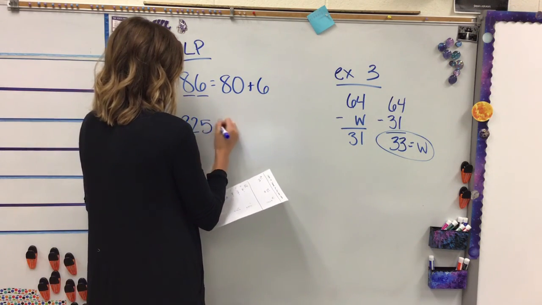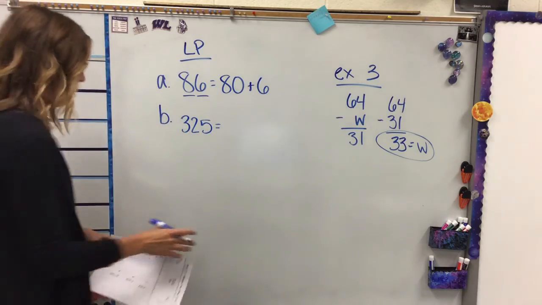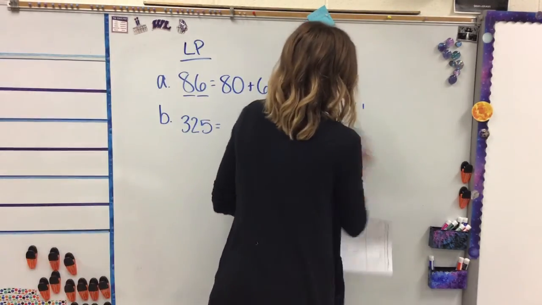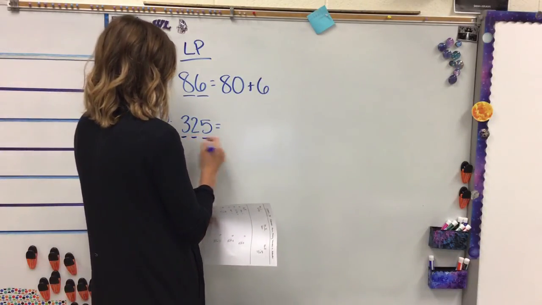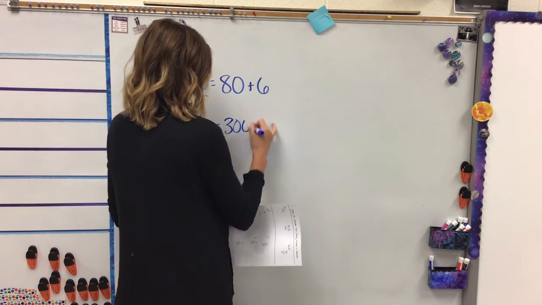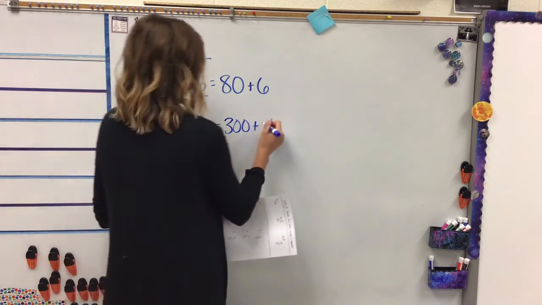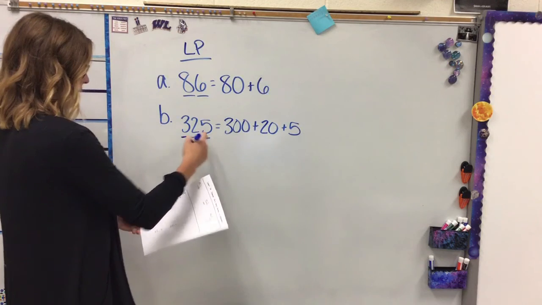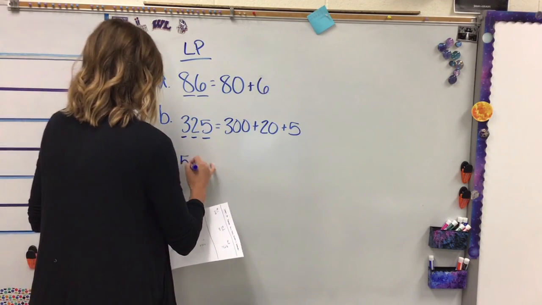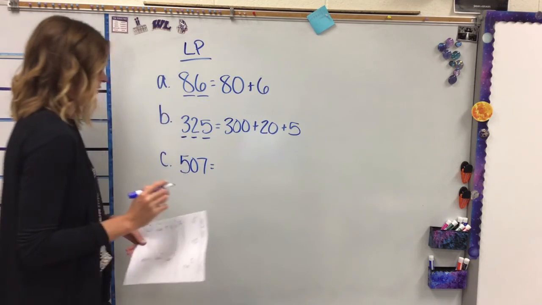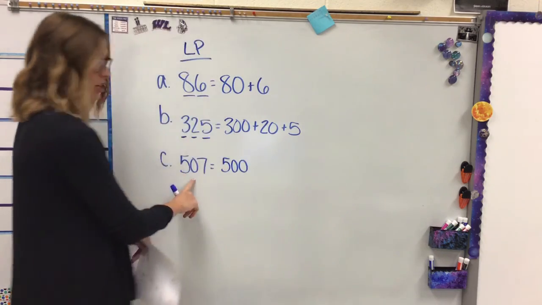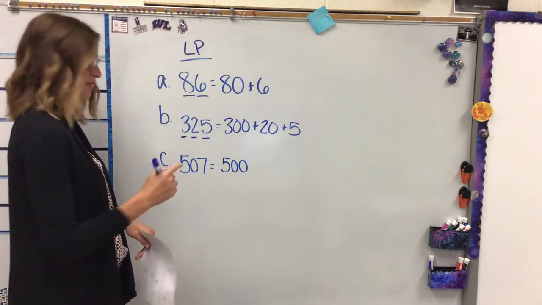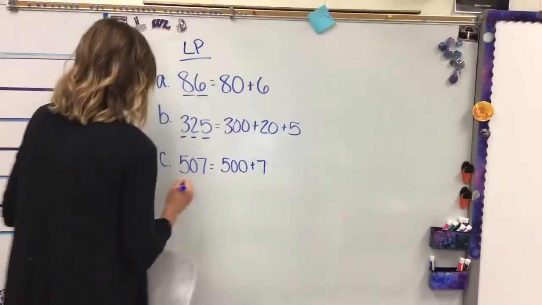B, 325. Go ahead, try this one yourself. All right, first digit is 3. 2 digits after it, so we need 300 plus 20 plus 5. 325. C, 507. 5 in the hundreds place. 0 in the tens place, so I don't need to write plus 0 because that's not going to change my answer. Plus 7.